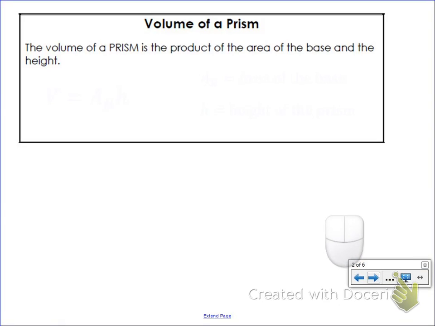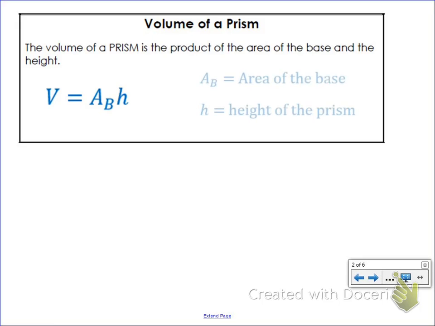So first off, let's go ahead and address the volume formula for a prism. The volume of a prism is the product of the area of the base and the height. So volume equals area of the base times the height, where A sub B stands for area of the base, and H represents the height of the prism. Remember, height of the prism is going to be the distance between the bases. So first we should identify bases, and then we should go ahead and identify the height as the distance between the bases.